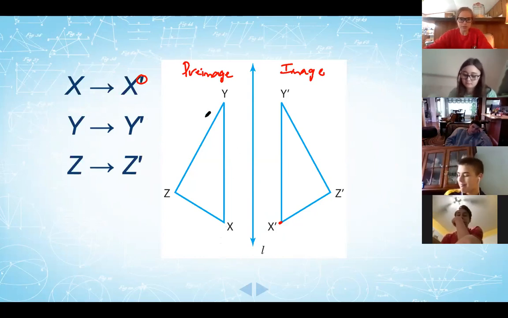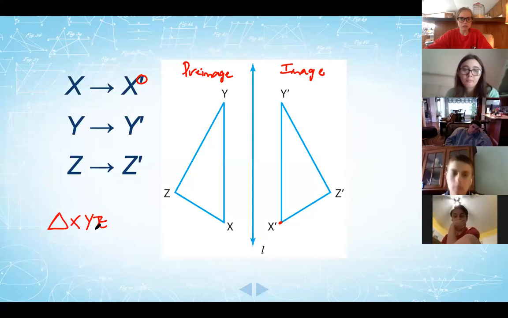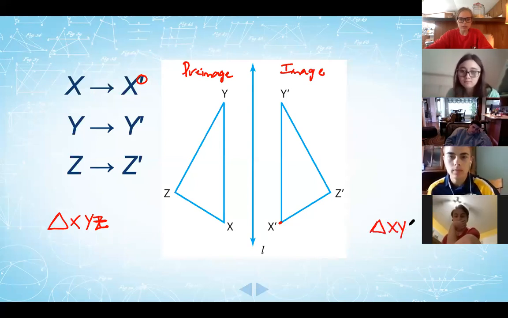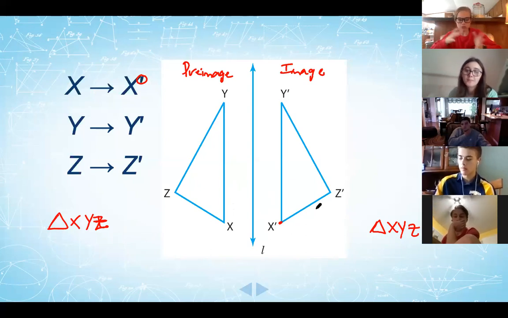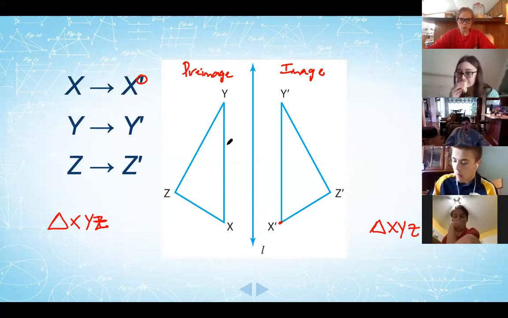Notice, if I name this triangle my pre-image, that would be triangle XYZ, correct? Now, my image is also triangle XYZ, prime, correct? Because X and X prime correlate, Y and Y prime correlate, Z and Z prime correlate. They're correlating sides, correlating points. But notice, which direction am I going if I go from X to Y to Z?